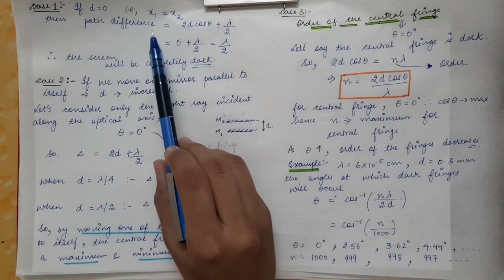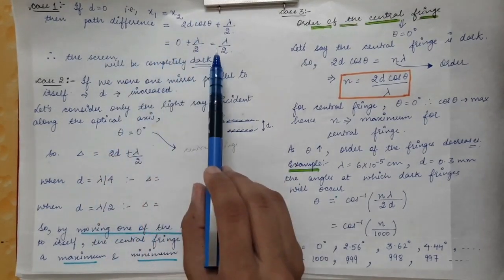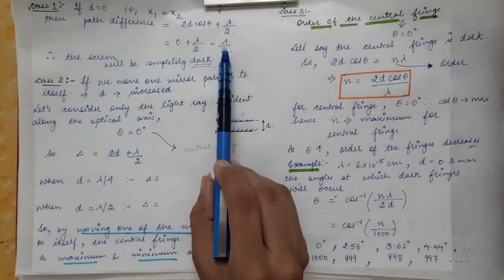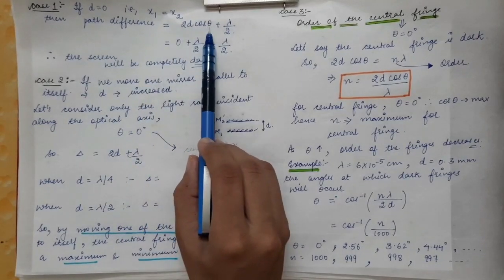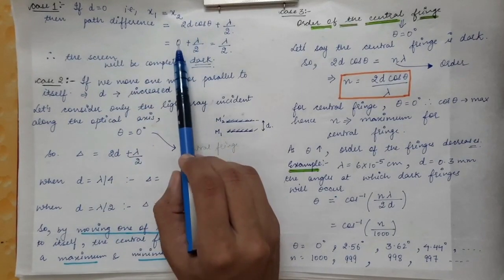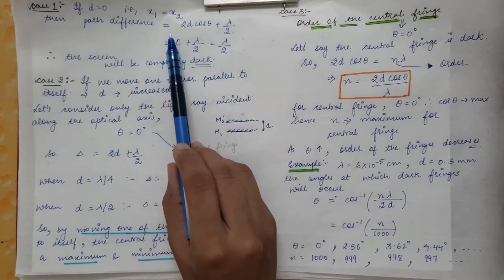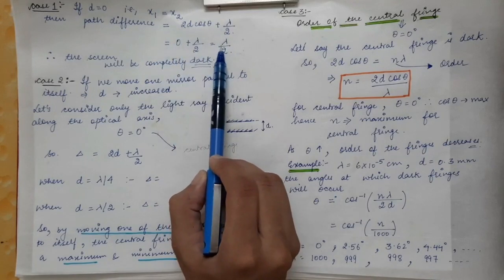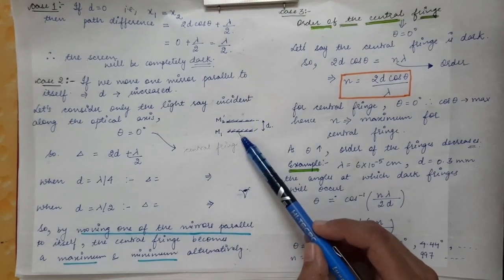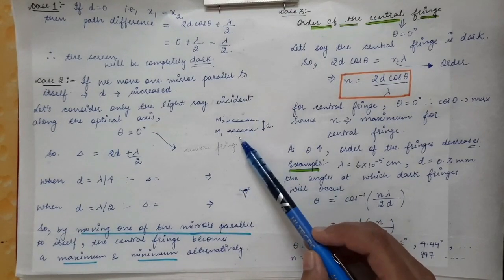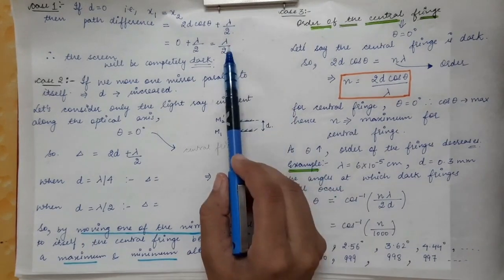So the path difference between the two interfering beams will remain the same and it will be equal to lambda by 2. This path difference will not depend upon theta because d has been put equal to 0. So therefore the first term will completely vanish. The path difference between the two interfering rays will be just equal to lambda by 2. So no matter at what incident angle the light falls on these two mirrors, the path difference between those rays will remain the same and it will be equal to lambda by 2.